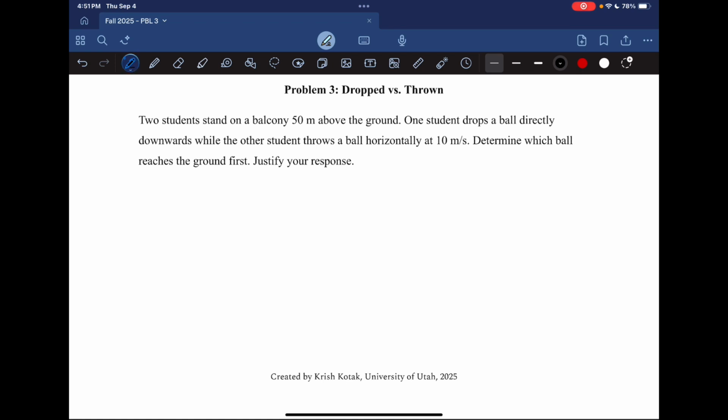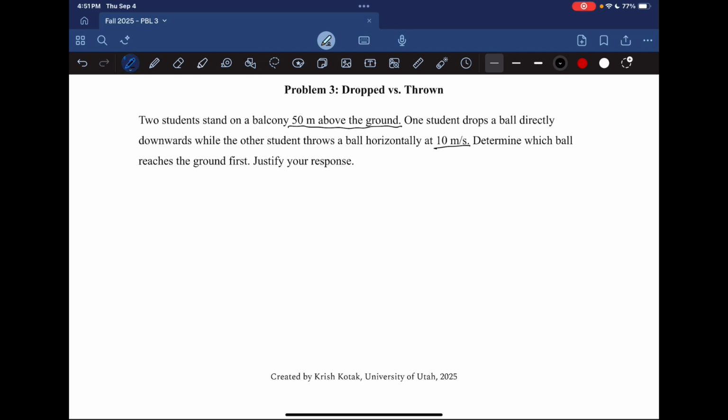Okay, so now we have two students standing on a balcony 50 meters above the ground. One student drops a ball directly downward. The other student throws a ball horizontally at 10 meters per second. Determine which ball reaches the ground first and why.